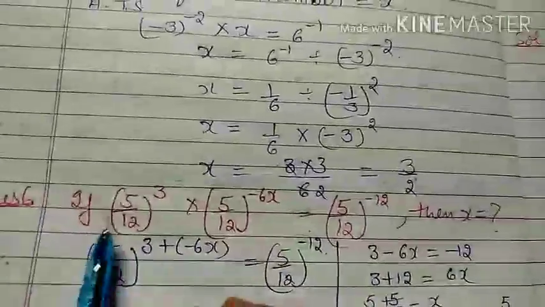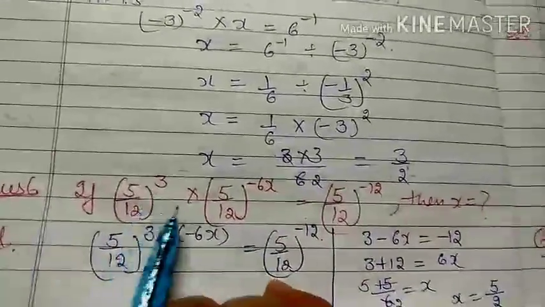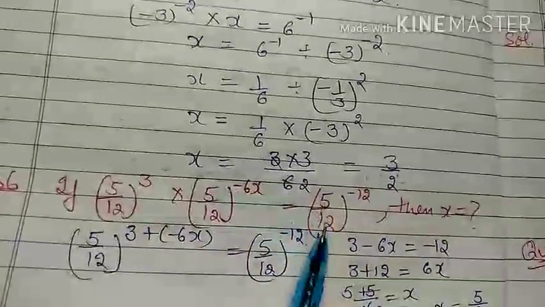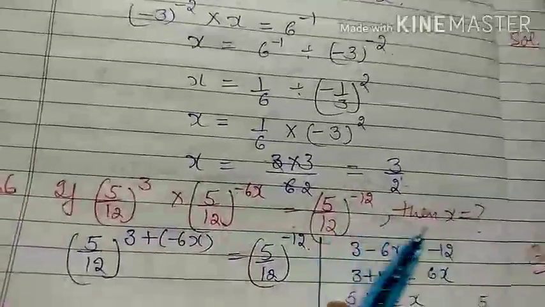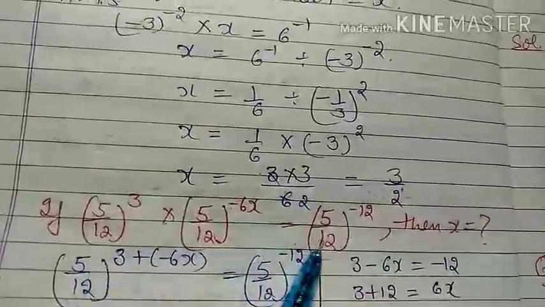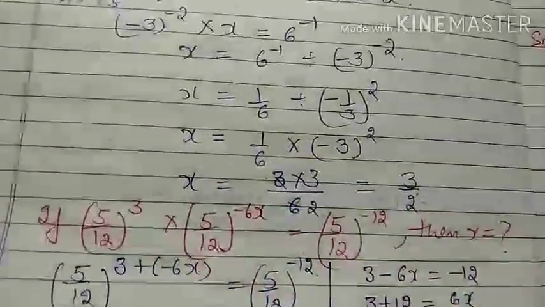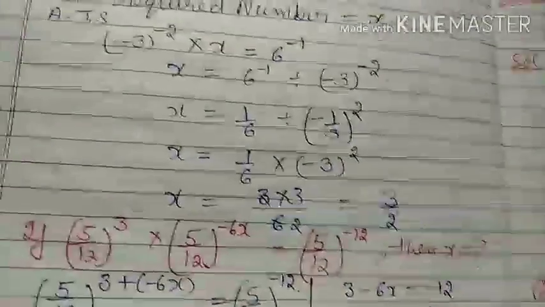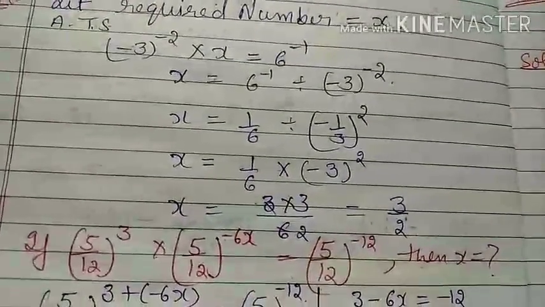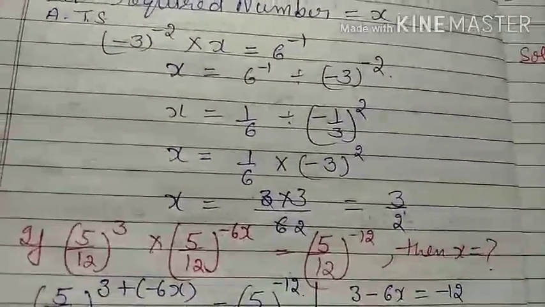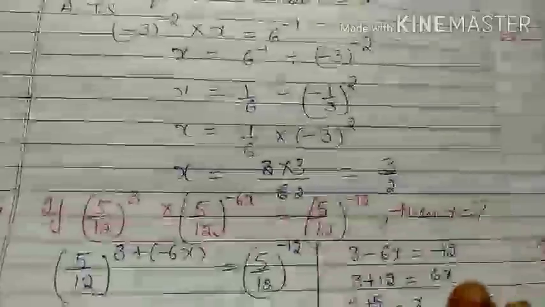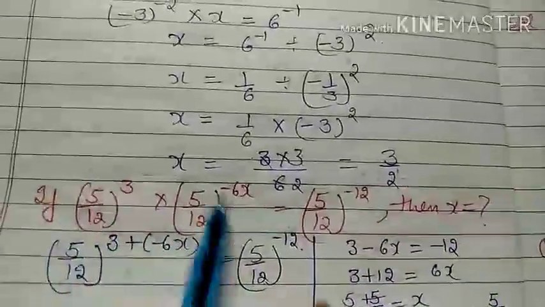Next is, if 5 by 12 raised to power 3 into 5 by 12 raised to power minus 6x is equal to 5 by 12 raised to power minus 12, then what will be the value of x? If you look at this, all the term bases are the same, but before comparing the power, there should be a single base on the left side and a single base on the right side. If both bases are same, you can ignore the bases and just equate the power. First you have to make a single base on this side.